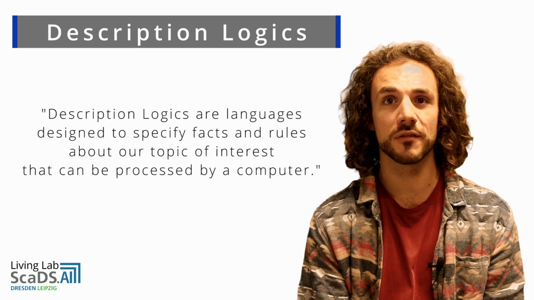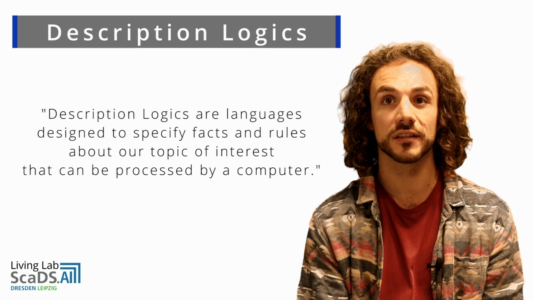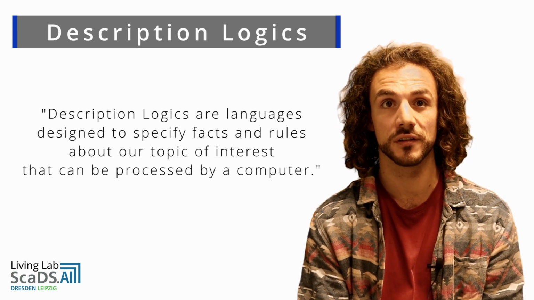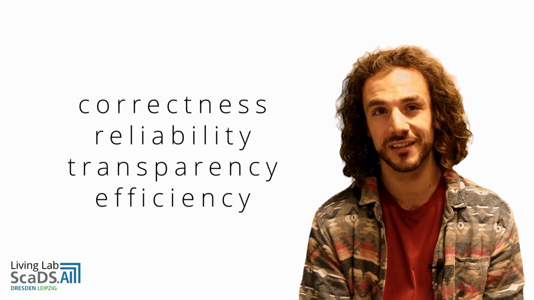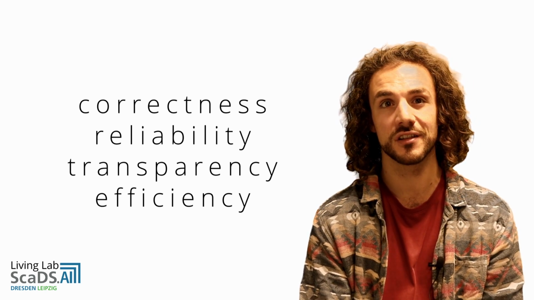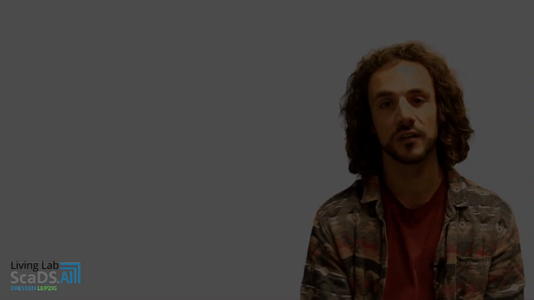Description logics are languages designed to specify facts and rules about our topic of interest that can be processed by a computer. By design, they're meant to provide many, if not all, the functionalities our assistant needs: correctness, reliability, transparency, and efficiency in making automated decisions. Let's have a look at a simple example to see how description logics allow us to take a piece of information and turn it into knowledge that our assistant can use.